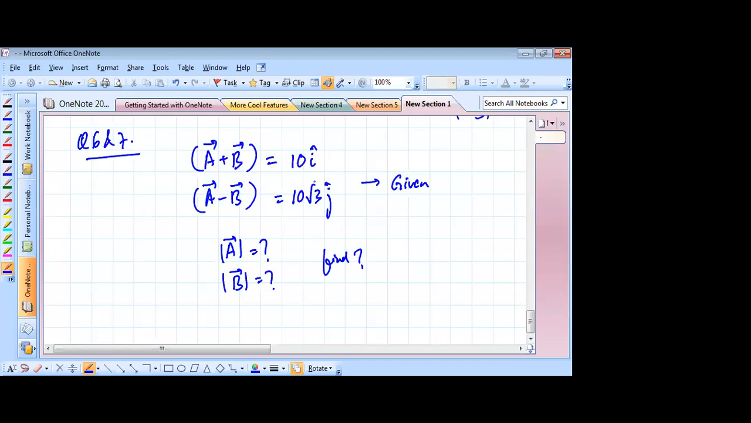Okay. Consider this information given. Suppose we label this as equation 1 and this as equation 2. Now just do this operation, that add equation 1 plus 2. And from that your B will cancel out. So you can find out A as a vector and then you can find out mod A. And similarly, if you subtract equation 1 and 2, you will get B as a vector. And then from that you can find out the magnitude of B. So this is the method for working out this question.